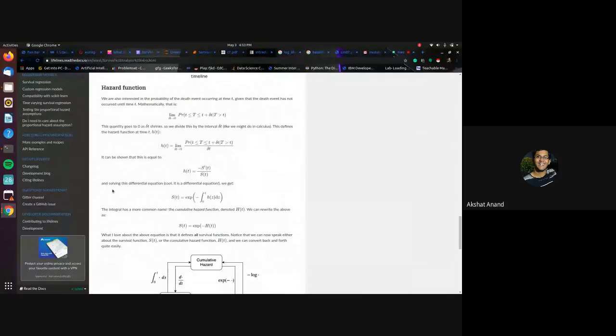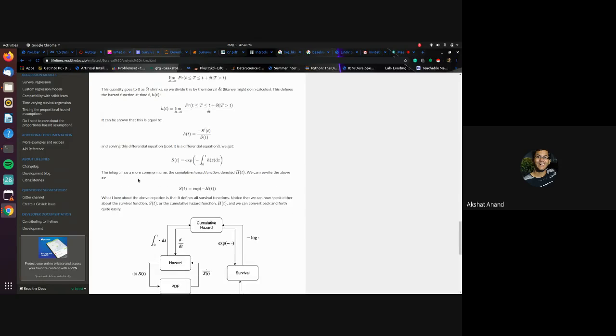Now we can solve using the differential equation, where S of t is given as the exponential of the negative integral from 0 to t of the hazard function with respect to dz, which is also named the cumulative hazard function, denoted as H of t. So this is an important equation which denotes the survival function: the survival function is the exponential of the negative of the cumulative hazard function.